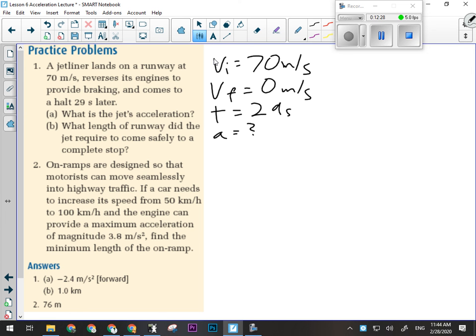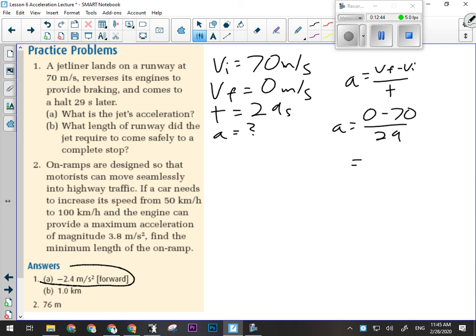Right, A equals change in velocity over change in time. So that's going to be A equals VF minus VI over T. We just plug in our numbers here. That'll be 0 minus 70 over 29 seconds. And so that should give us our negative 2.4 meters per second squared.